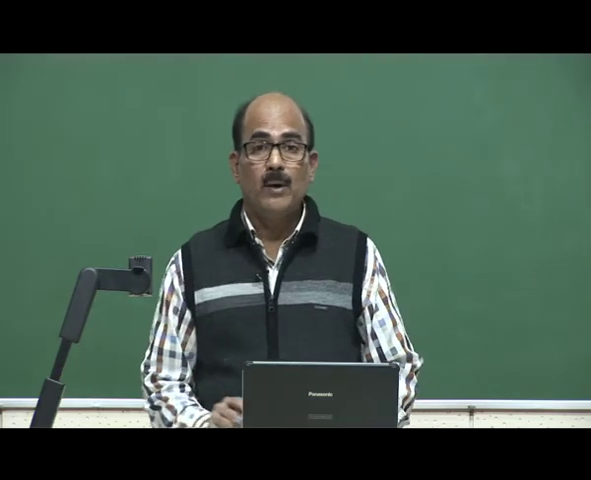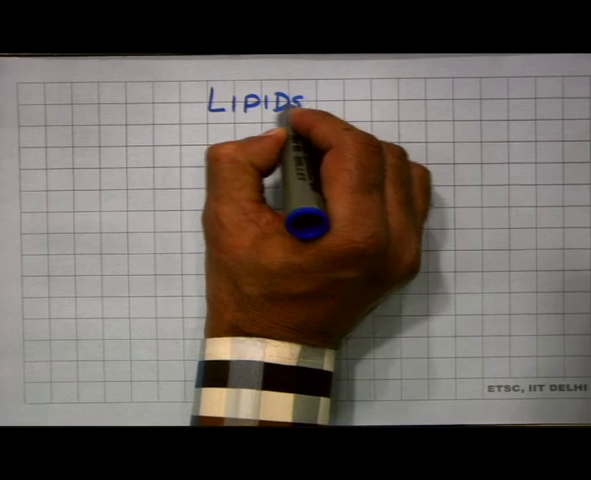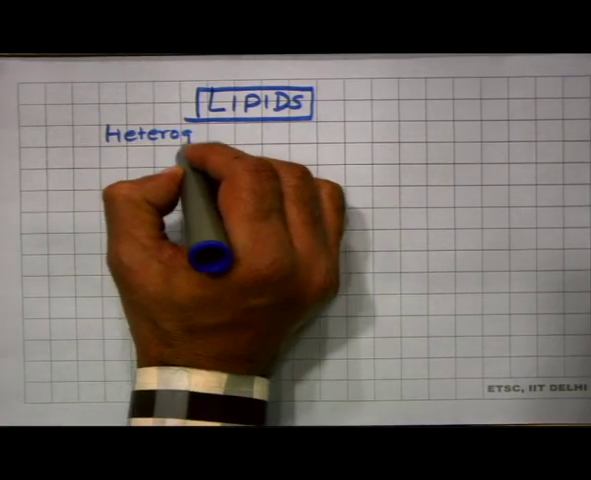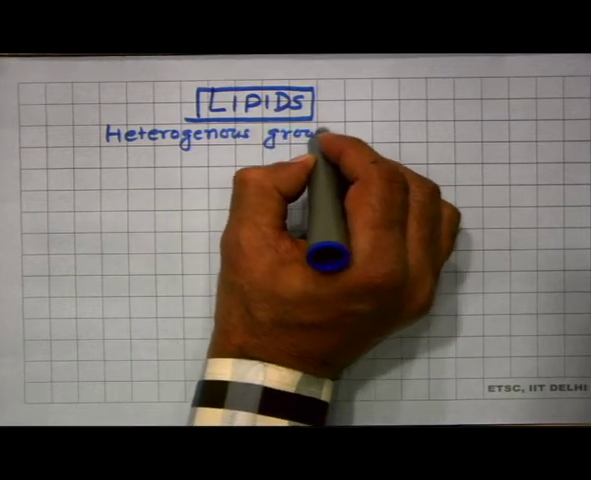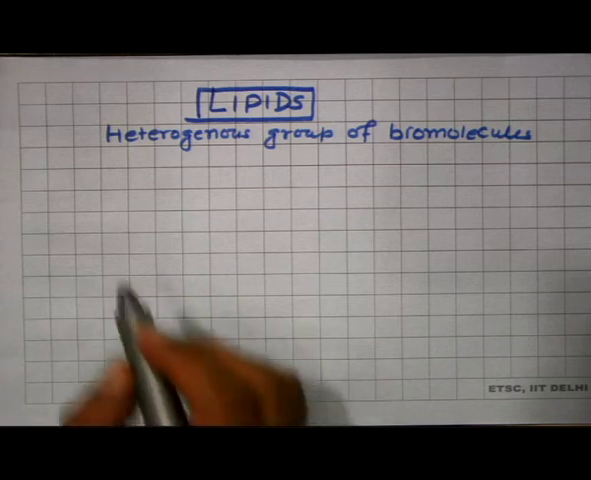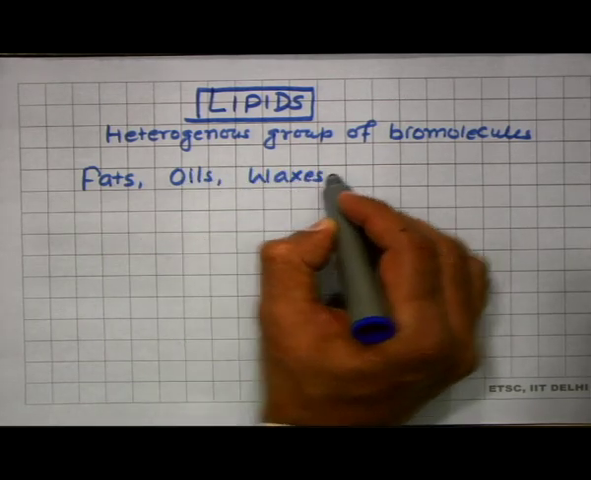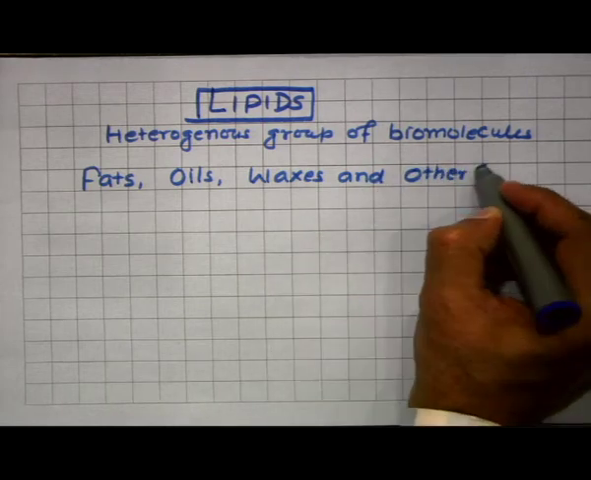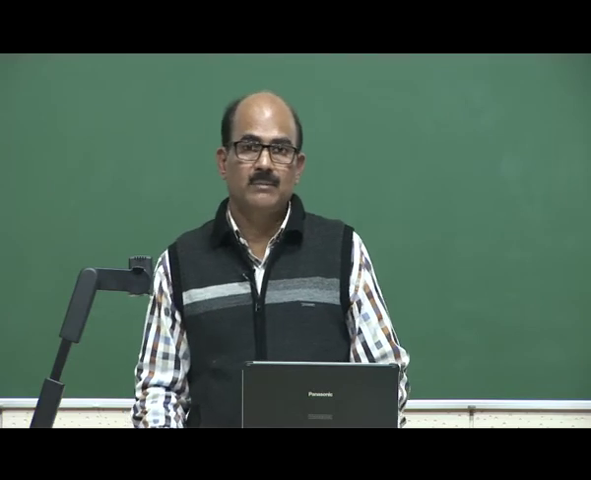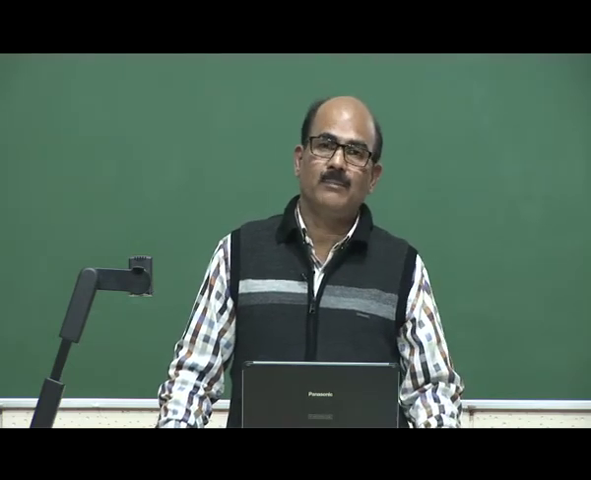Lipid is also a type of biomolecule whose molecular weight is very high. Lipids are also called a heterogeneous group of biomolecules. Lipids include fats, oils, waxes and other substances. Generally, lipids are very important molecules because they are the chief constituent of the plasma membrane and have a very important role in enzyme formation as well as in carrier compounds.